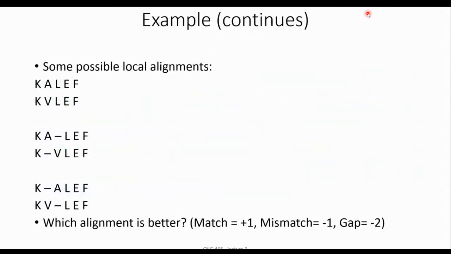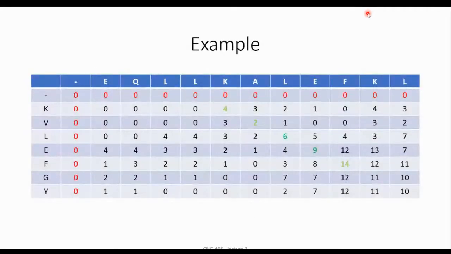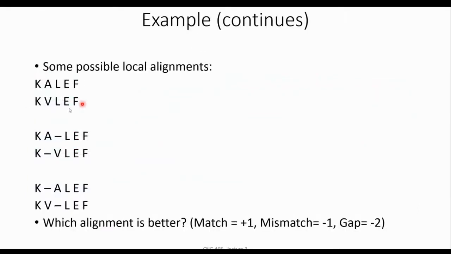So here are some possible local alignments inside the same table that I showed you. Now you see, for example, assume that you chose exactly the path that I showed in green font. In that case, F aligns with F, E aligns with E, L with L, A with V, so there is a mismatch, but we align them anyway, and K with K. We have only one mismatch, and all the other four are matched. This one, see?